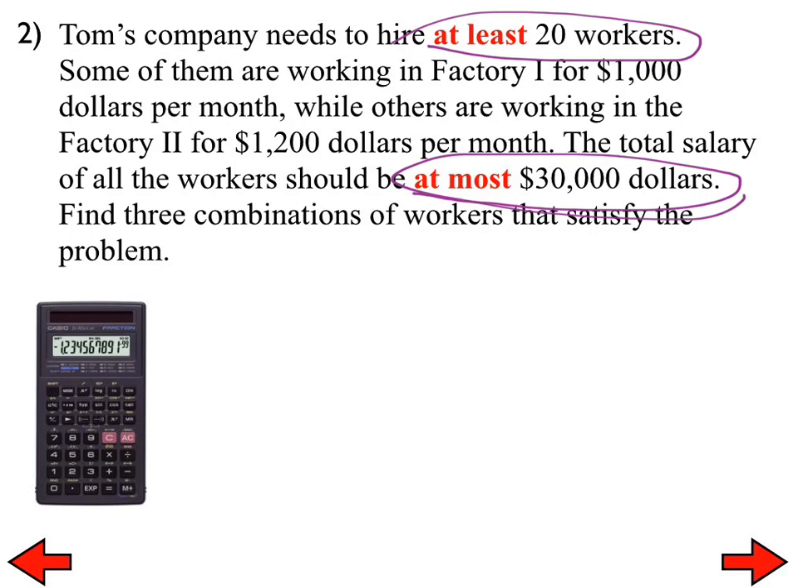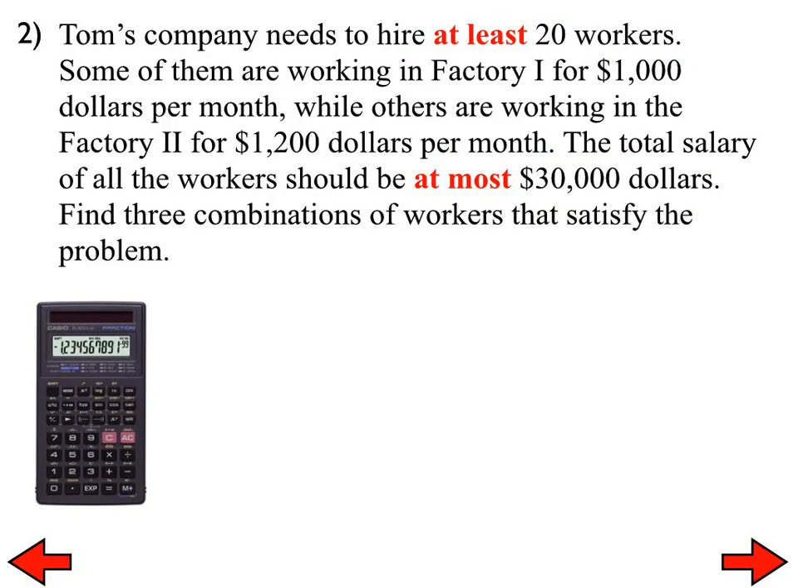So I want you to do this one in a similar way to the way that you dealt with number 1. Okay? We have several constraints there. Find 3 combinations of workers. So you have some workers at Factory 1, some workers at Factory 2. We know we have to have at least 20 workers, and we have to have at most $30,000. I'll give you a few minutes to try and figure that out.